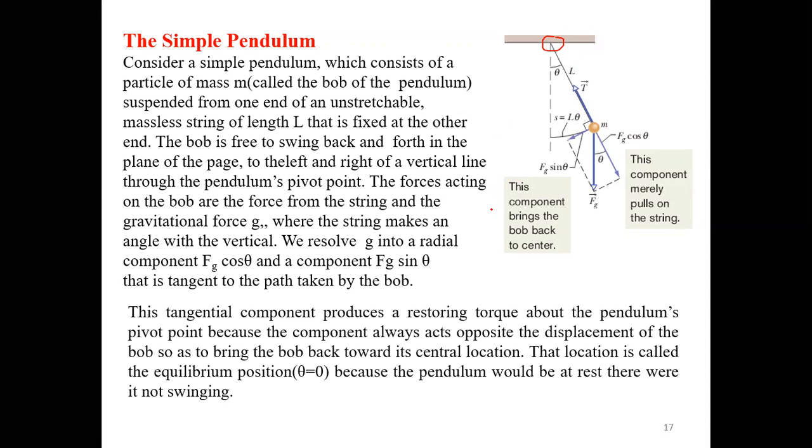The forces acting on the bob are the force from the string and the gravitational force. So there are two forces: one is tension T, another is gravitational force Fg, which will be downward. If we resolve this force into two components, and this angle is theta, this angle will also be theta. So one component will be Fg cos theta.